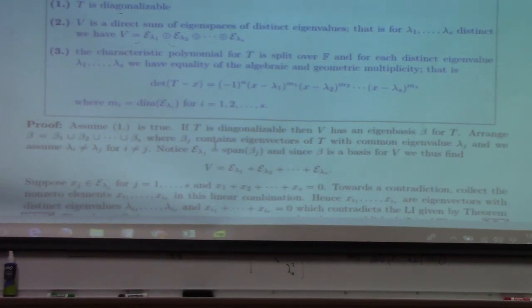So that's what it means to have a diagonalizable T. Next class, I will continue this discussion, and I will talk about what happens when it's not diagonalizable, how we deal with that, and that brings us to what's called the Jordan form.